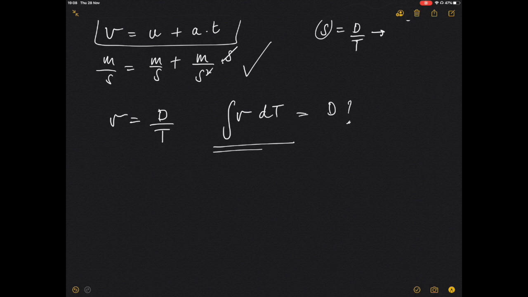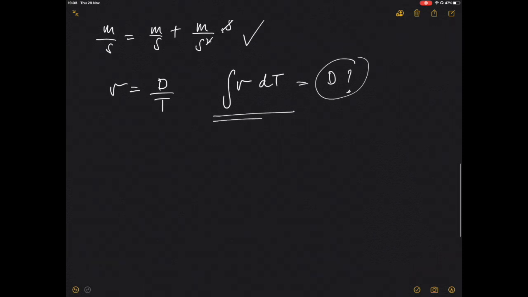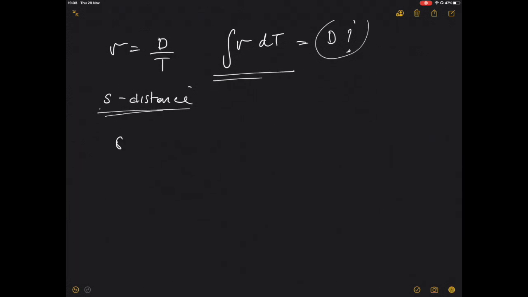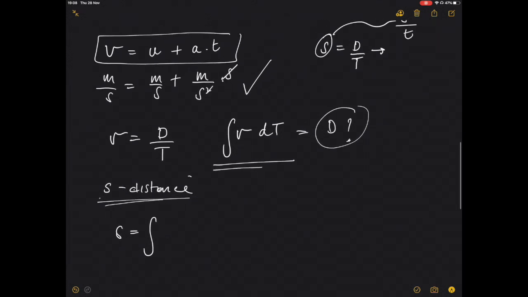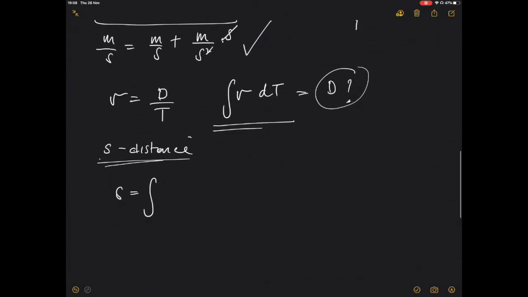So yes, it does. So it actually means we can get our original d. So I'm just going to change our letters here. When we're using these equations, typically s is the distance, so we'll just stick with the handbook. So what we can say here is our distance s is equal to our integral of our velocity, which is u plus at, with respect to dt.